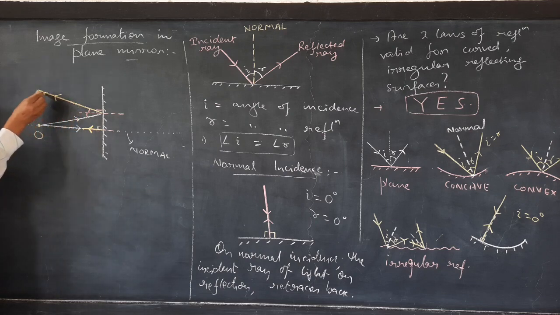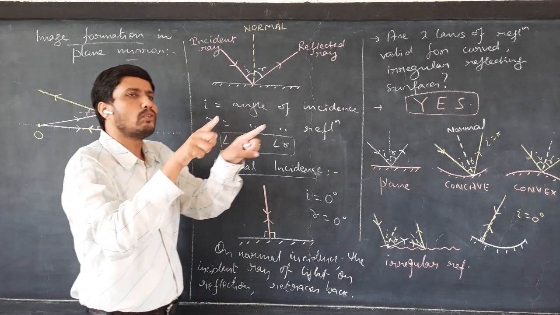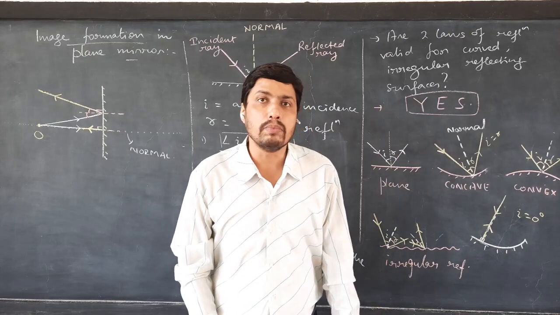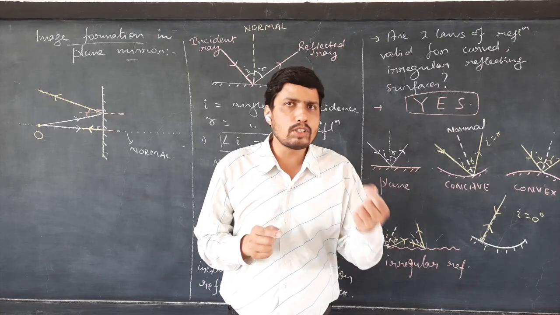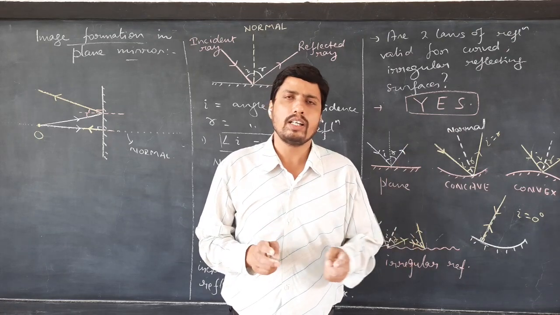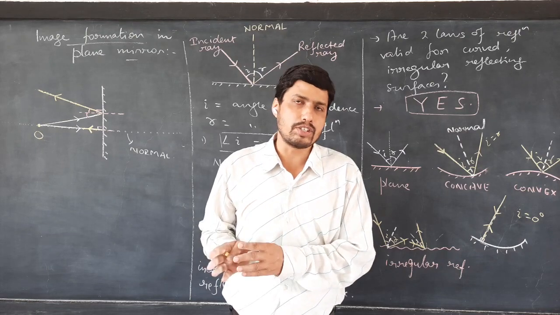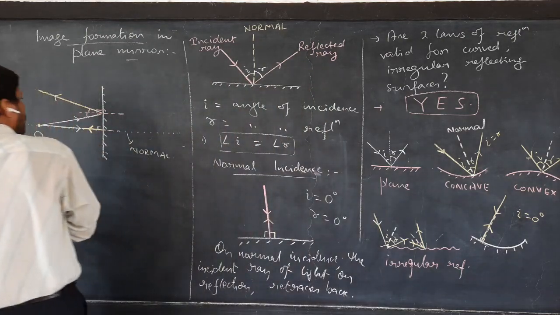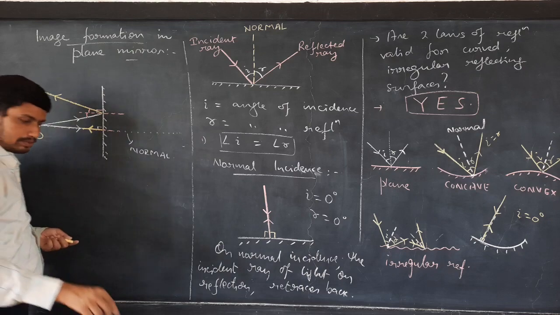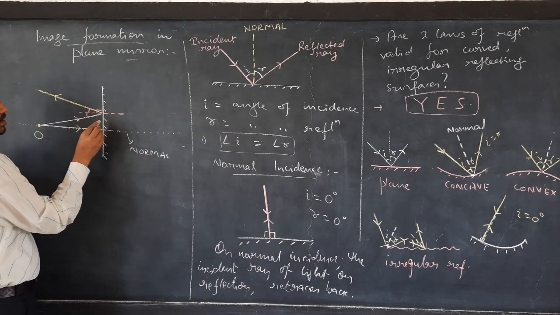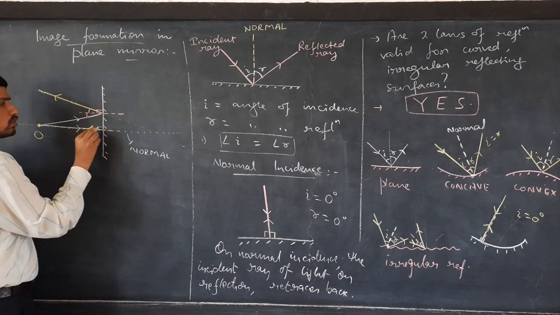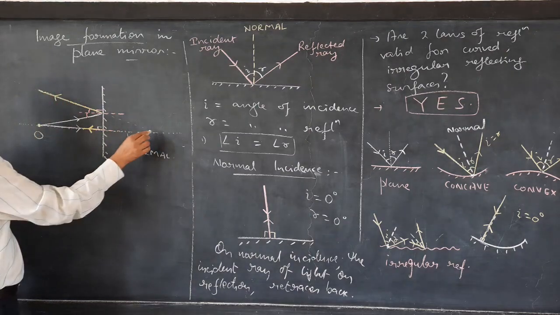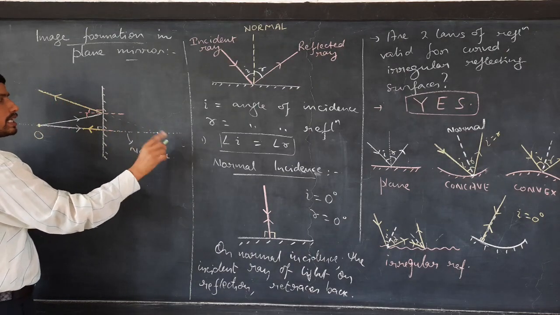Now these two reflected light rays are diverging. Diverging means they are moving away and away and away, so there is no question of meeting. They will never meet. Since they do not meet, the image which you see in the mirror is not a real image. But if you produce them backward like so, and this reflected light also backward like so, they will appear to meet at some point.